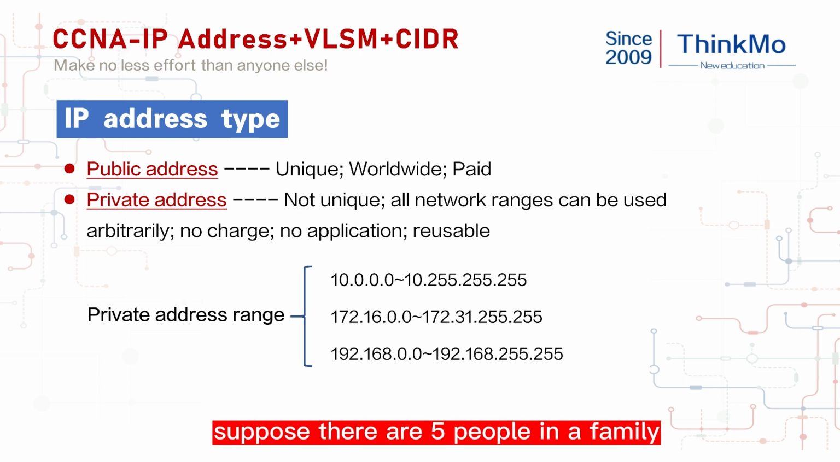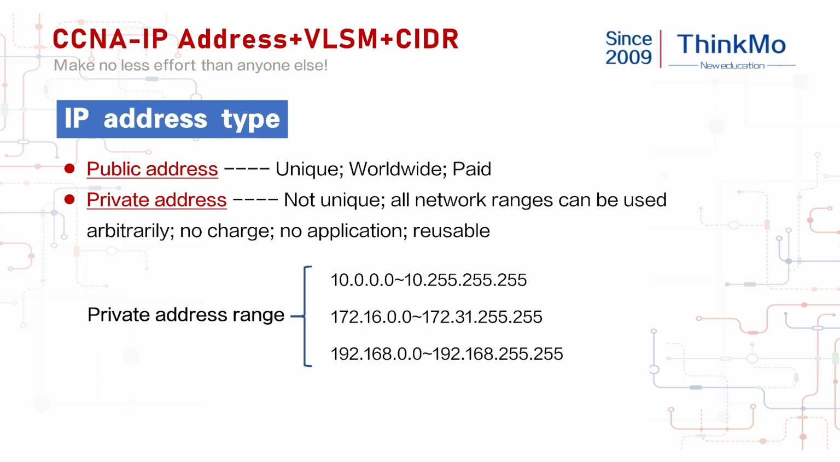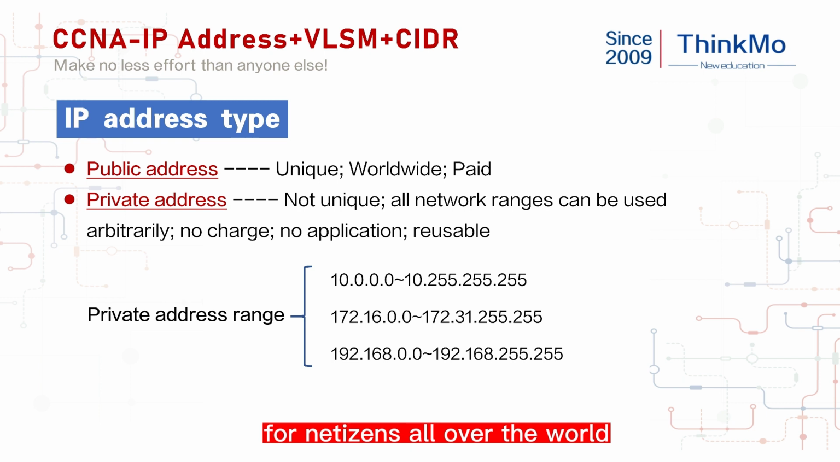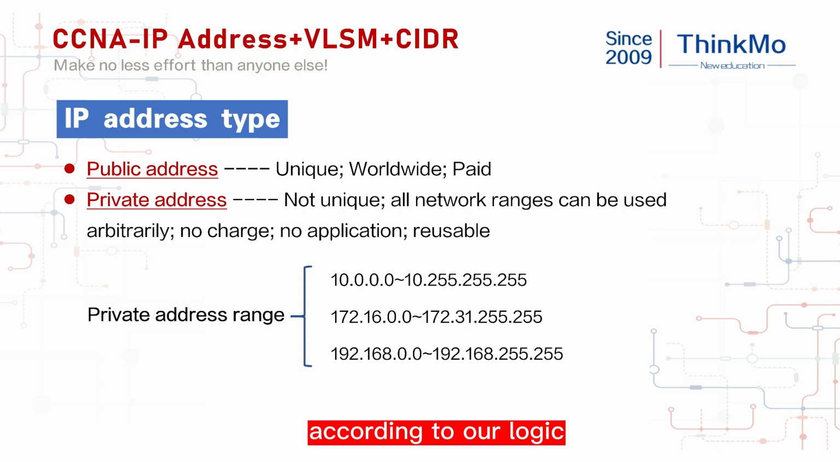Suppose there are 5 people in a family. That will occupy almost 10 addresses, including smart speakers or smart sweeping robots, or a TV that can also be connected to the internet. All these addresses add up, and I believe you can imagine how many. For netizens all over the world, one address per person is definitely not enough. According to our logic, wouldn't this collapse? If you want to go online, you need an address. With not enough addresses, how do you get on the internet?